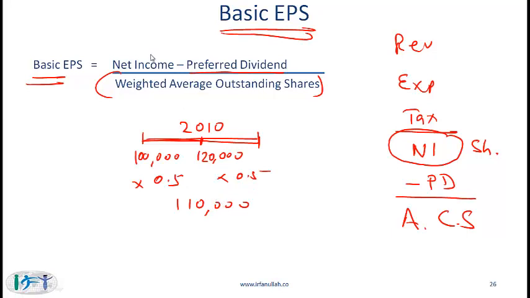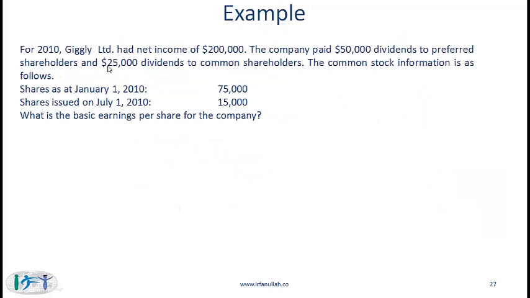Let's say that our net income was 200,000, and let's say for simplicity that the preferred dividend was 90,000. Then our basic EPS would be 200,000 minus 90,000, which is 110,000, divided by 110,000, which is equal to 1. So the earnings per share in this example equal 1. We'll do a few examples now which will help you understand the concept.